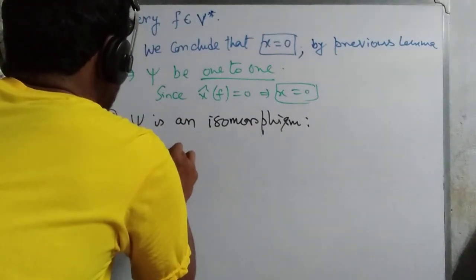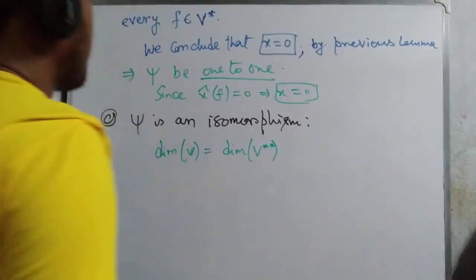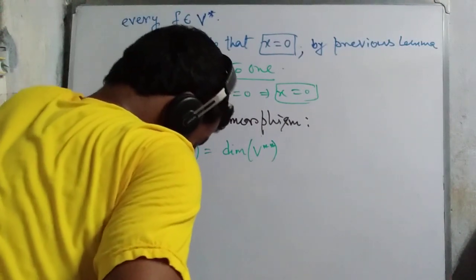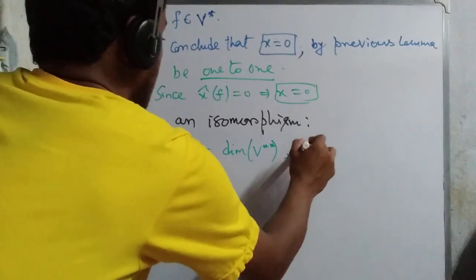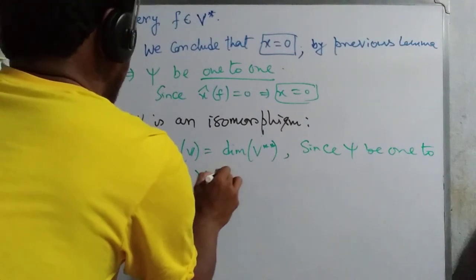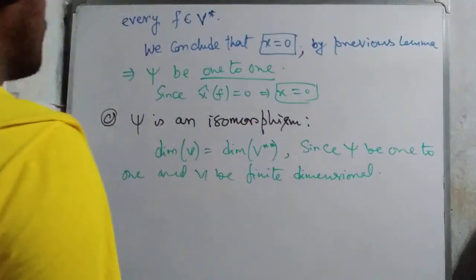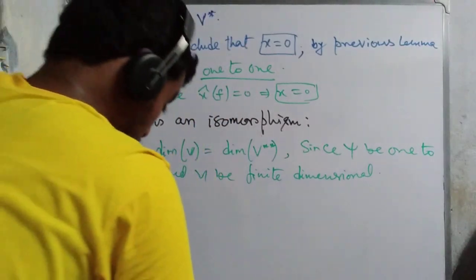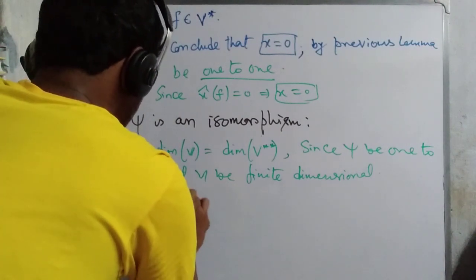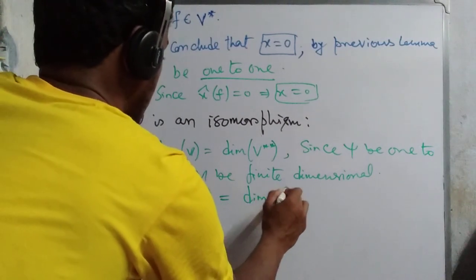We know that dimension of V equals dimension of V star, equals dimension of V double star. Since psi is one-to-one and V is finite dimensional, this happens. Then the dimension of the range of psi equals the dimension of V.